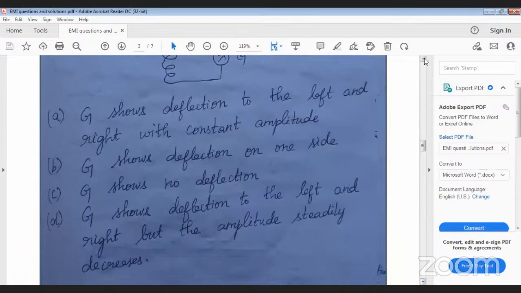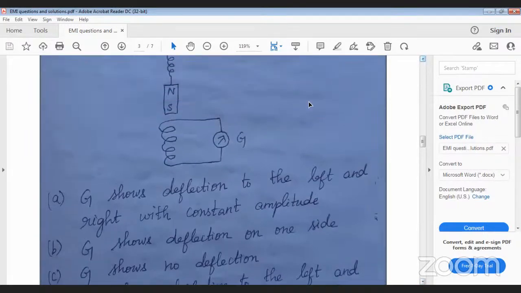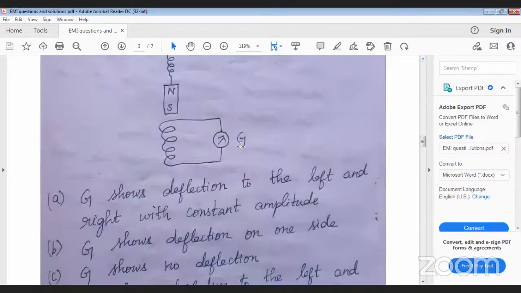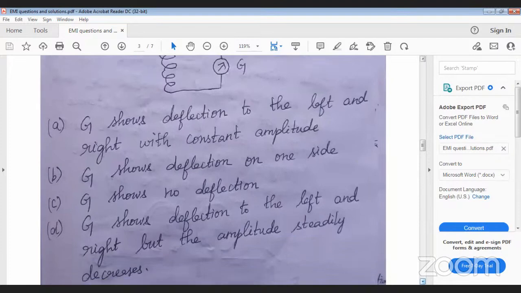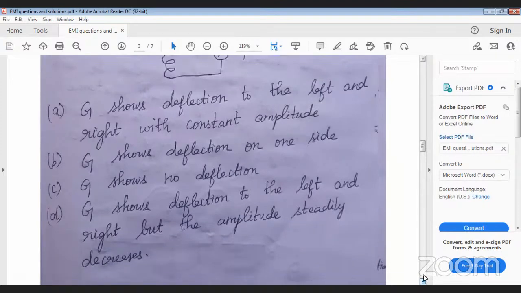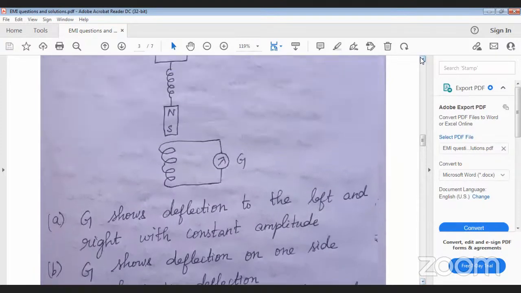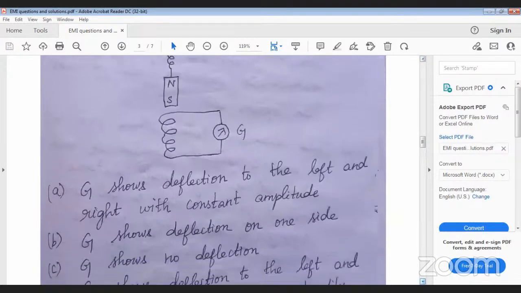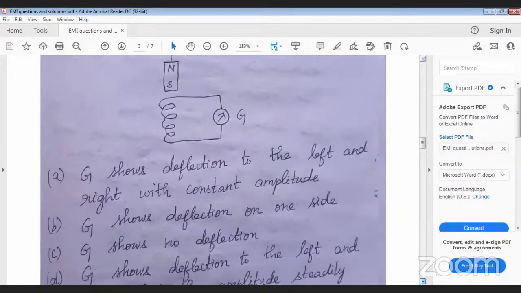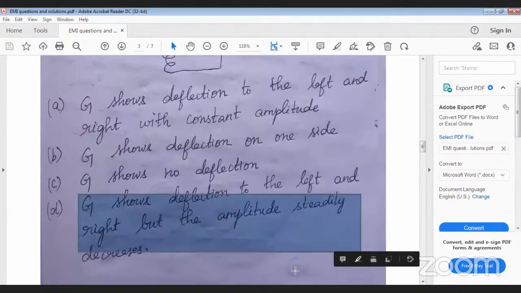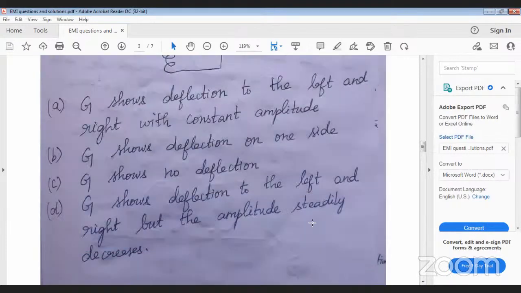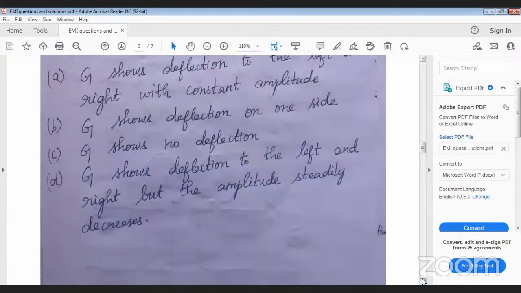Due to the decrease in amplitude of the oscillation, the galvanometer deflection also slowly stops. It stops means the galvanometer deflection amplitude also steadily decreases. Because the bar magnet oscillates to and fro while the amplitude of the oscillation decreases, and due to that the galvanometer deflection also decreases with time. This is the answer for this question, and the right answer is option D.